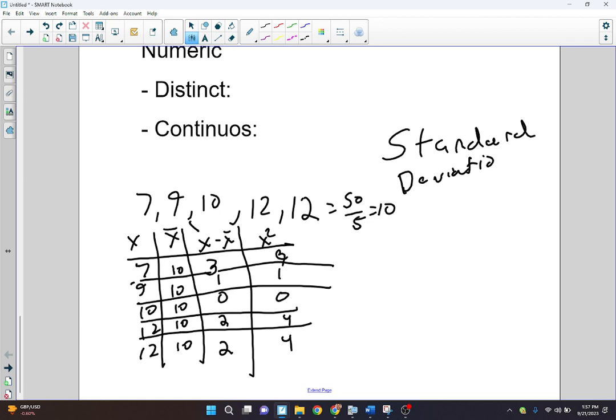Now you're going to get the average of those numbers. So that's 18 when you add them up, divided by 5, which is going to be 3.6. And then you're going to have to square root 3.6, which should be about 1.8.